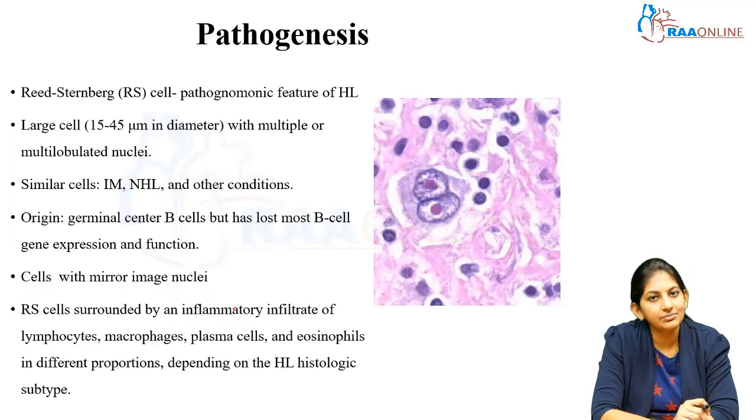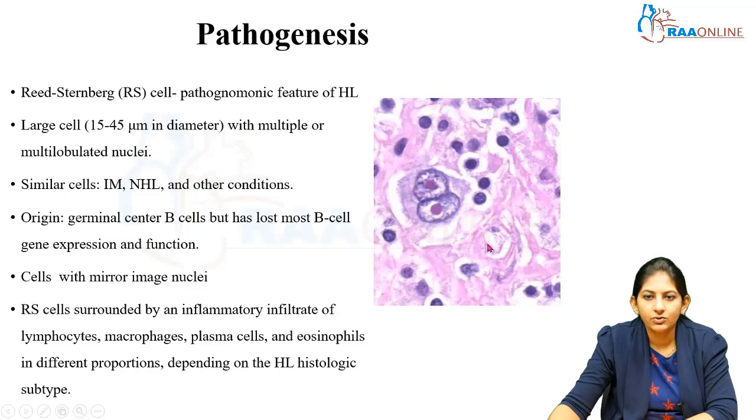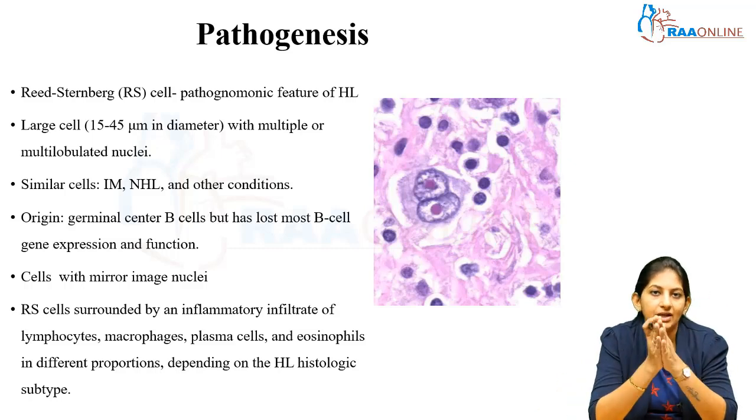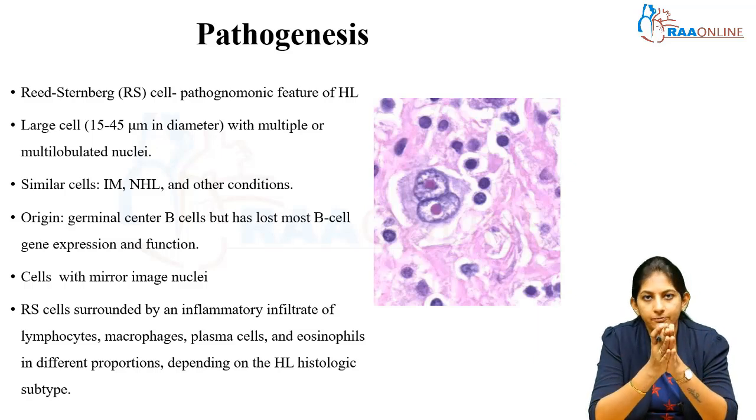So let's discuss in brief the Reed-Sternberg cell. This is the Reed-Sternberg cell that you can see over here. It is quite a large cell, somewhere between 15 to 45 microns, and it has multiple nuclei, at least two nuclei which are mirror images. A large cell containing mirror-imaged nuclei is nothing but a Reed-Sternberg cell. This is a pathognomonic feature of Hodgkin lymphoma.